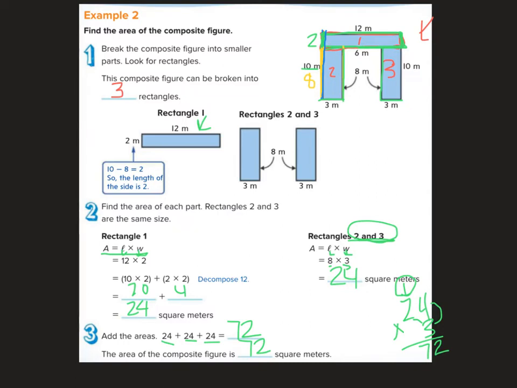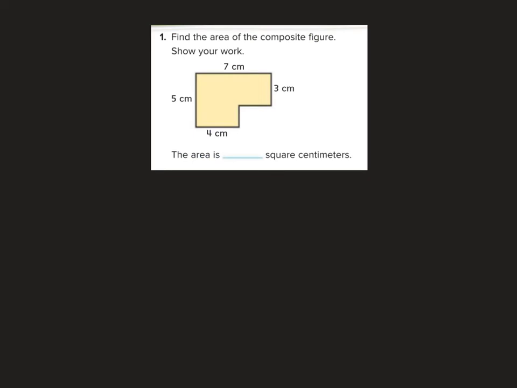All right, let's keep going. Okay, number 1 here says, find the area of the composite figure, show your work. Okay, here's what I think we'll do. Either way we're going to have to figure out something. So let's just cut it here.